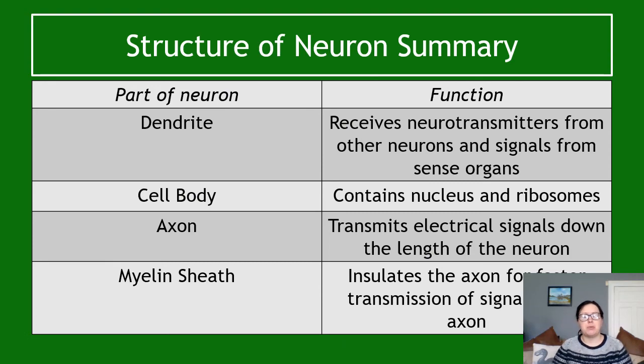So that's the end of this part of it, so just the structure of the neurons. So we've got dendrites receive neurotransmitters from other neurons and signals from sense organs. The cell body contains nucleus and ribosomes and mitochondria and cytoplasm, you know, the things that are inside an animal cell. The axon is the fiber that transmits electrical signals down the length of the neuron, and the myelin sheath insulates the axon for faster transmission of signals down the axon, and that's produced by glial cells.